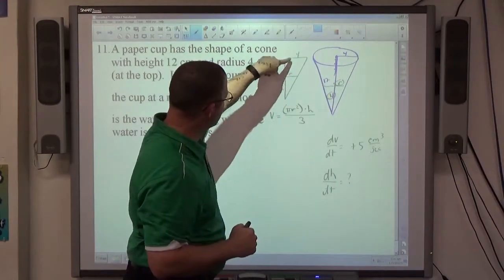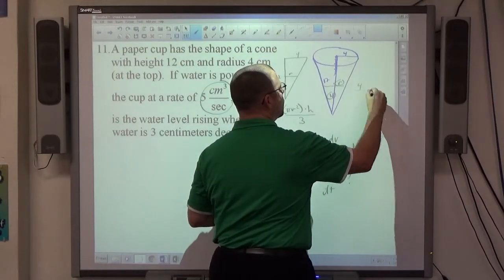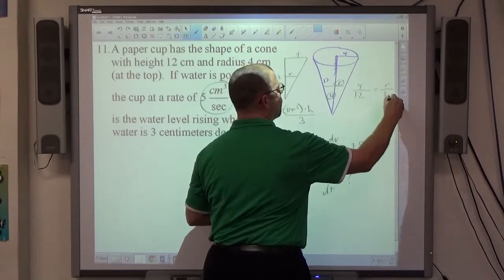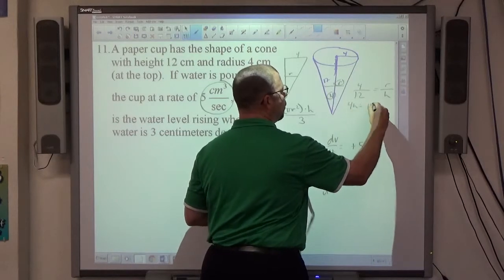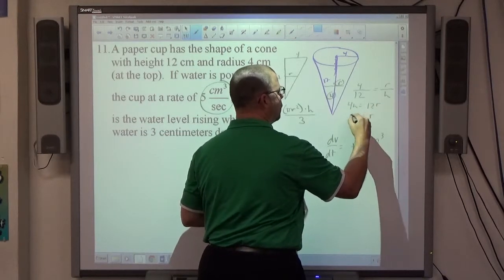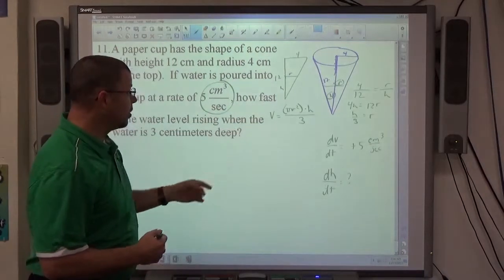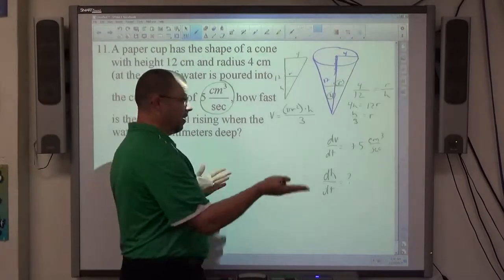The radius matches up to 4, the height matches up to 12, so I know that 4 and r on top would go with 12 and h on the bottom. That gives me 4h is equal to 12r, so r is going to equal h over 3. And I want to get r equals h over 3 because, again, I'm trying to find the change in height with respect to time, so I want to get r out of there.